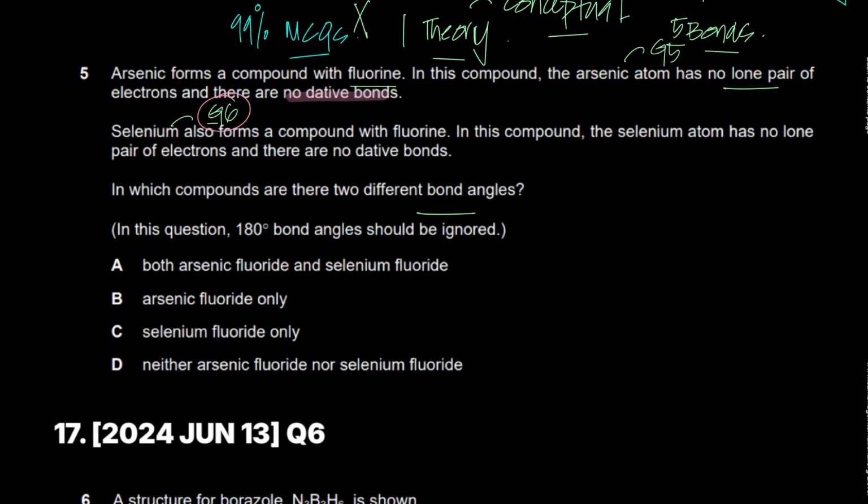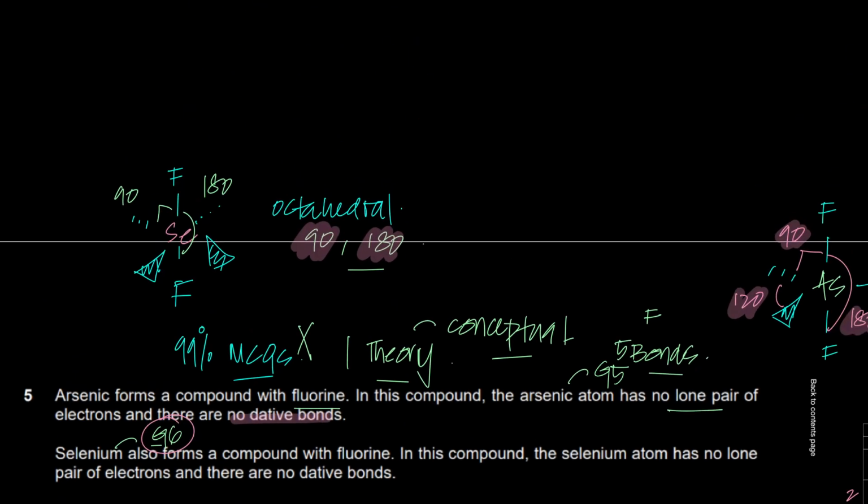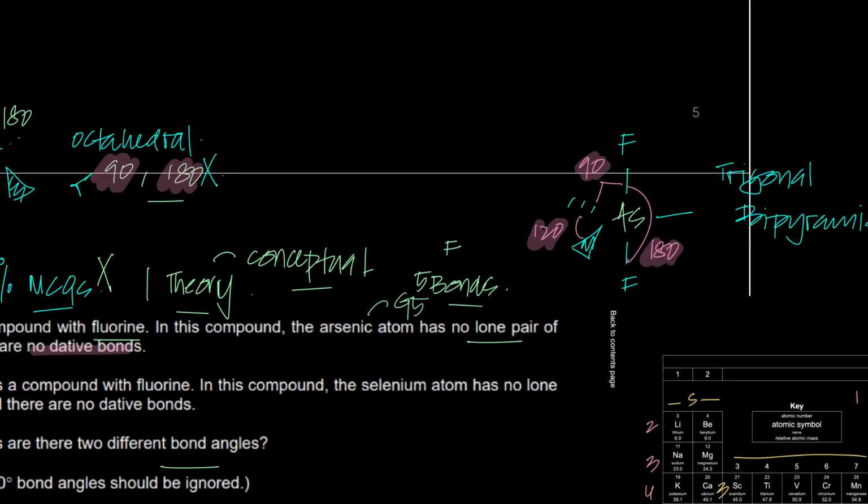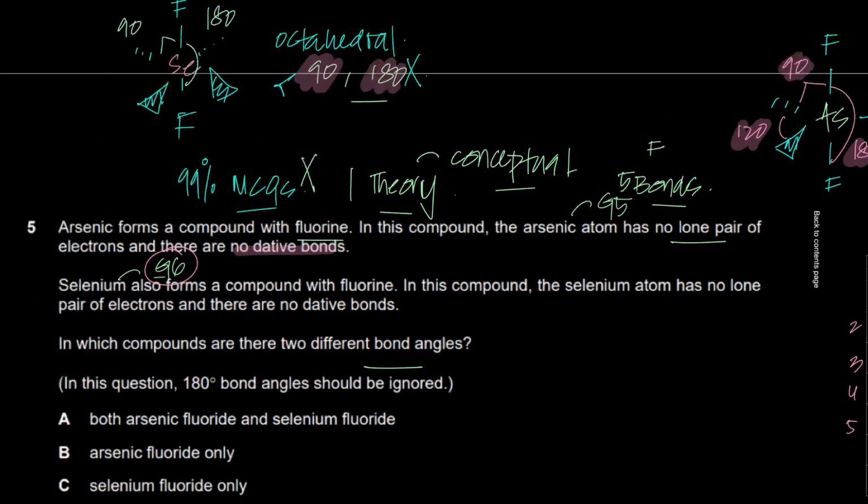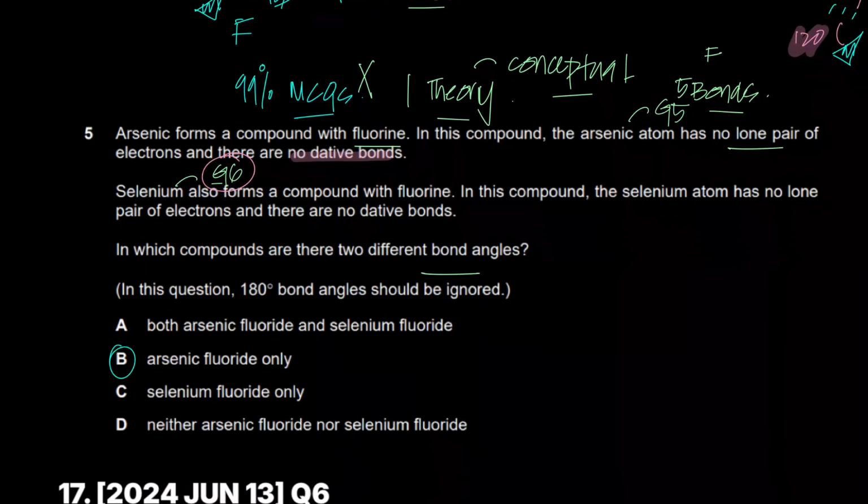In this question, 180 should be ignored. The examiner knows that there are teachers like Sir Suleiman who teach students proper concepts. They go outside the book. So we have to tell them that in this, ignore 180. If I ignore 180, then you only have 1 bond angle, not 2. And here you have 2. So arsenic fluoride would have 2 bond angles. Selenium fluoride would just be 90. That's how easy these MCQs are.